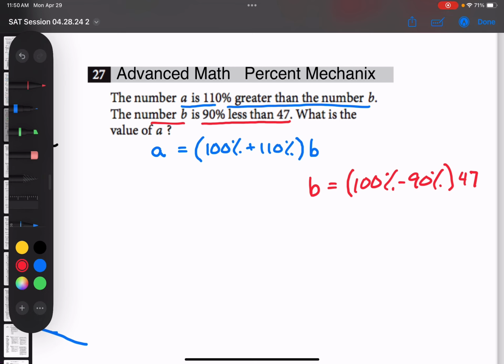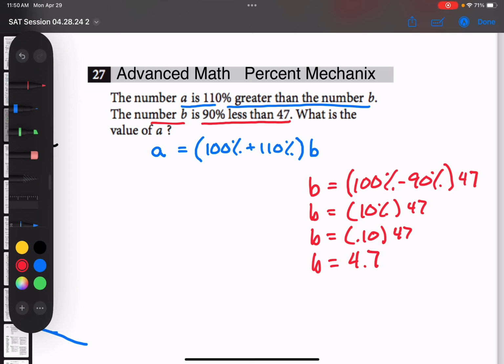So what do we do first? Let's solve for B. So B is equal to, what is 100% minus 90%? That would be 10% of 47. All right, so what is 10% of 47? Or what is 0.10 times 47? We know that B would equal 4.7.